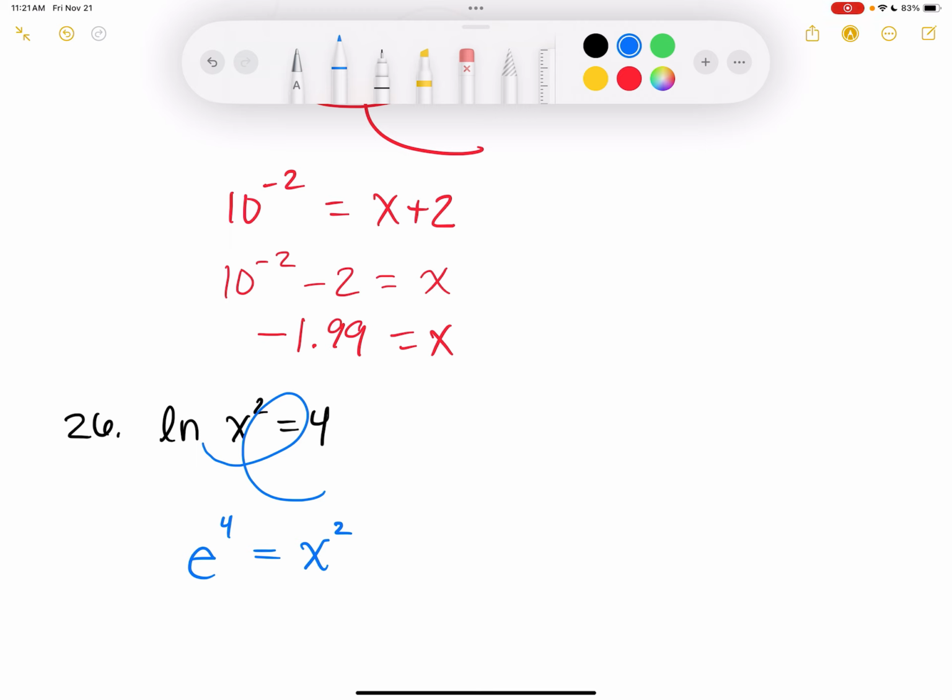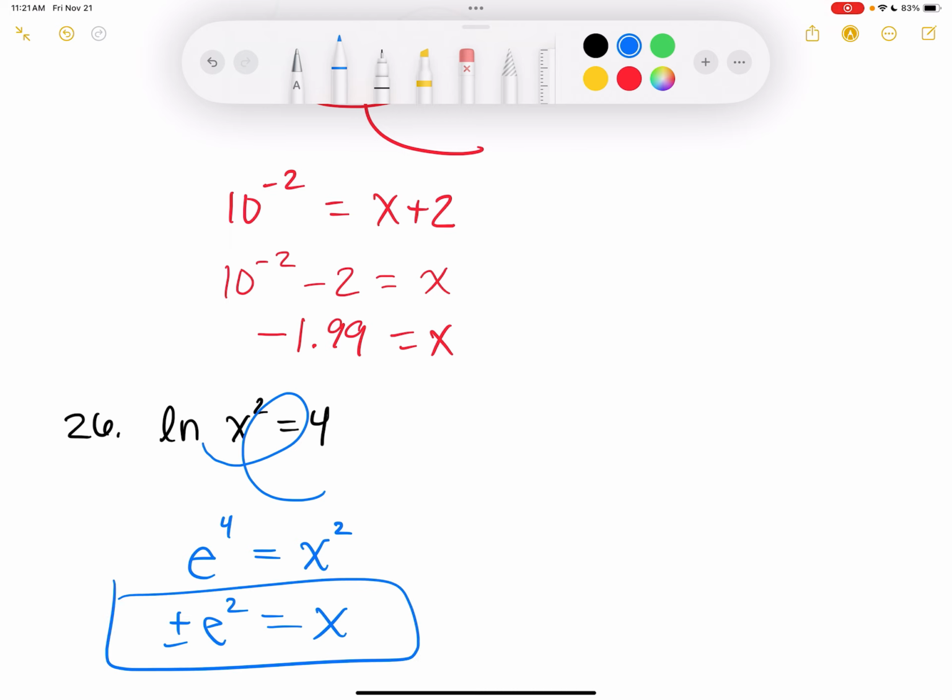So now what's going to happen? Take a square root from each side. And what happens when I do that? E squared equals x. What happens to my answers? We get plus or minus. So plus or minus e squared is equal to x.